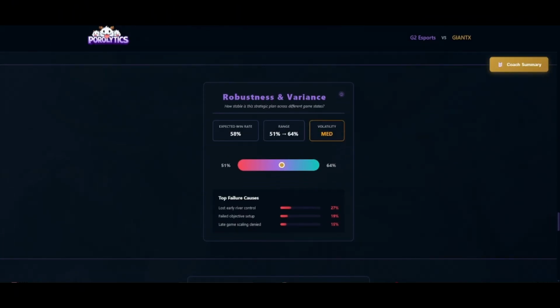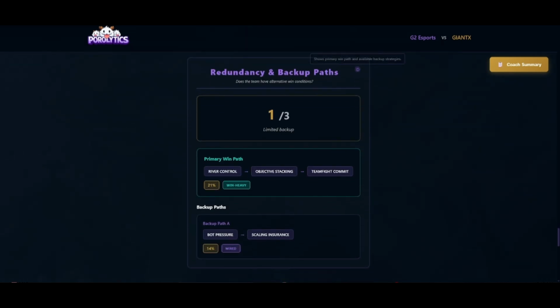Then comes the robustness and variance. It measures how stable the team's strategic plan is across simulations, showing expected win rate, variance, and common failure causes. Afterwards, we have the redundancy and backup paths. It evaluates whether the team has alternative win conditions or relies on a single dominant strategic path.